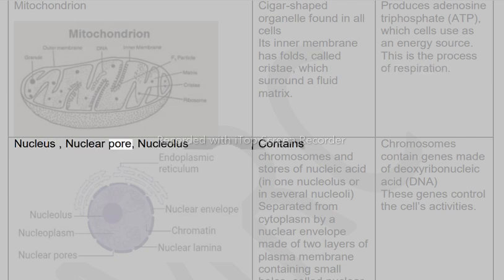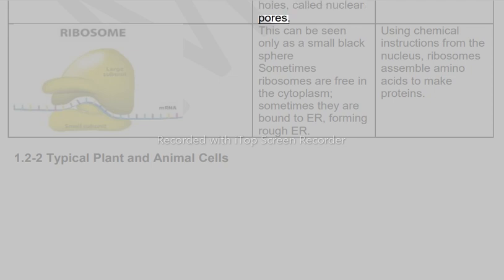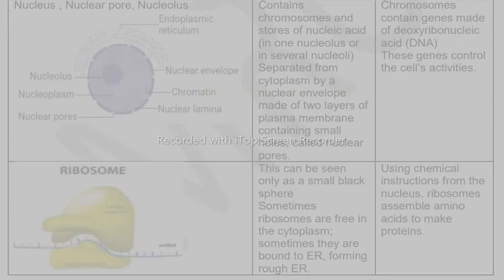Nucleus, nuclear pore, nucleolus. The nucleus contains chromosomes and stores of nucleic acid, in one nucleolus or in several nucleoli, separated from the cytoplasm by a nuclear envelope made of two layers of plasma membrane containing small holes, called nuclear pores. Chromosomes contain genes made of deoxyribonucleic acid, DNA. These genes control the cell's activities.